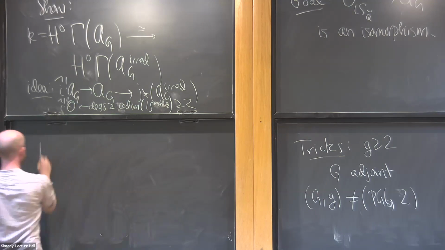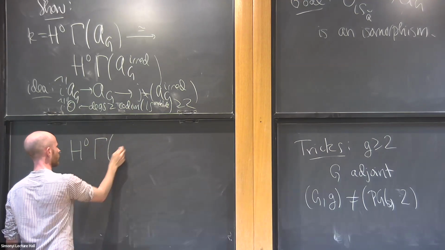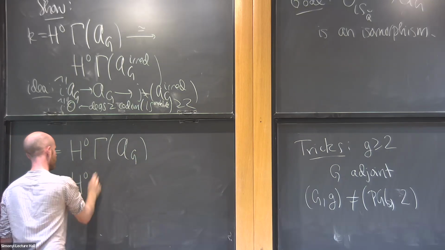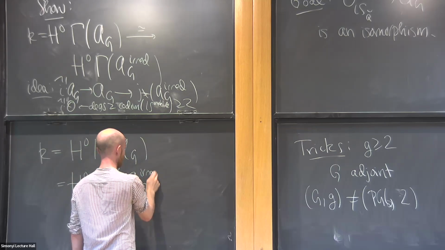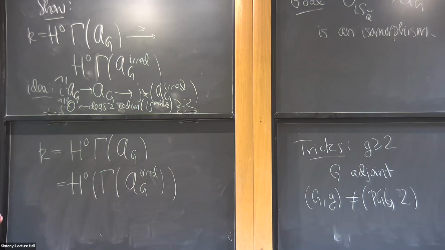But now I'll just repeat what I just put. So K is this H0 of global sections of AG by what we said before. We wrote this I upper shriek of AG is equal to I upper shriek O. Is this induction? This is the induction, exactly.